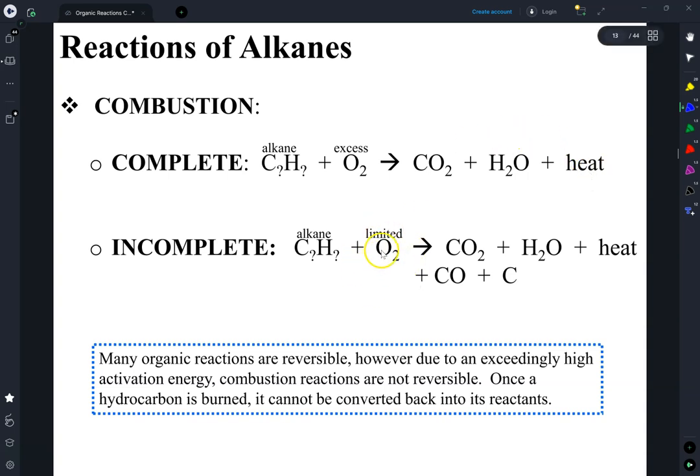But if you have limited oxygen, so not enough oxygen, you end up with incomplete combustion. You'll still produce the same products, carbon dioxide, water, and heat, but you'll also produce carbon monoxide and carbon soot, so ashes. Although many organic reactions are reversible, due to the exceedingly high activation energy required to go in the reverse direction, most combustion reactions are said to be irreversible. So once a hydrocarbon is burned, it cannot be converted back into its reactants, at least not through this reaction.